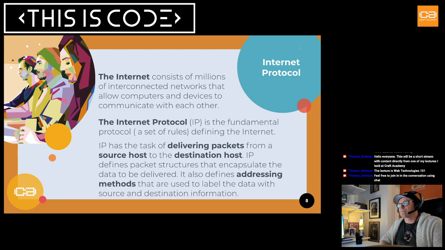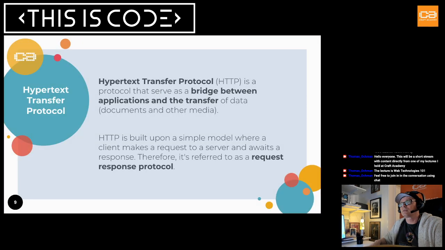And it also deals with finding out where they are supposed to go. So addressing methods are a really important part of the Internet Protocol, so that they end up on the right client at the time when they are supposed to arrive.